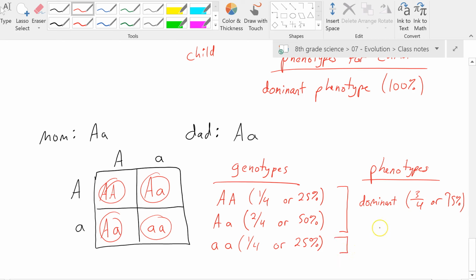Or this one, we don't have any copies of the dominant gene, so this one is going to be the recessive phenotype, dry earwax in that example. That only happens 1 out of 4 times, or 25%.